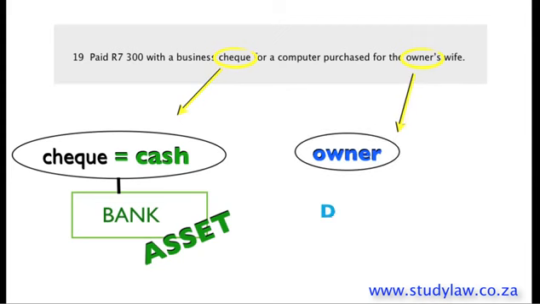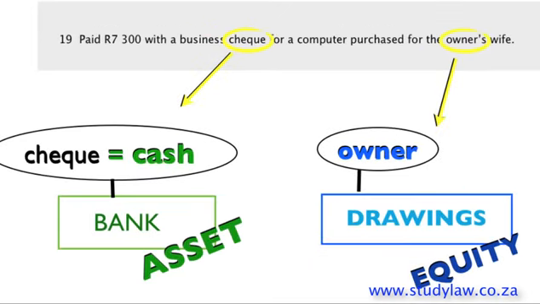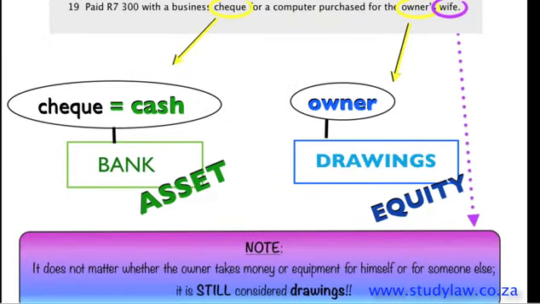When the owner takes something out of a business, we call this drawings. Drawings will affect my equity. Because he is taking things out of his business, it will negatively affect his equity. The fact that the computer is purchased for the owner's wife is of no relevance. It does not matter whether the owner takes money or equipment for himself or for someone else. It is still considered drawings.